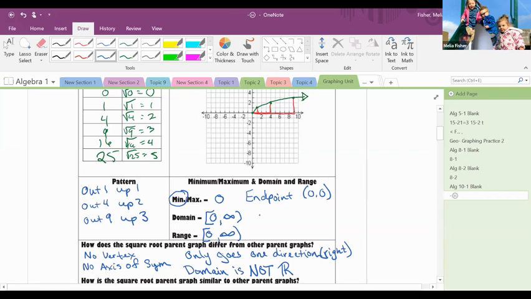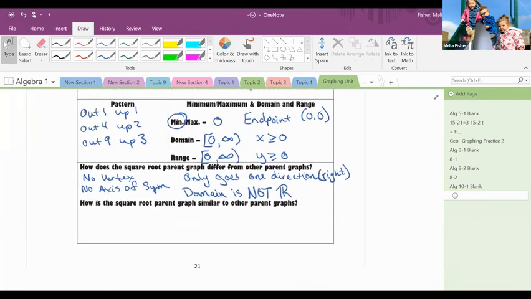For our domain, we could have also said that x is greater than or equal to 0, or y, and the range could be y is greater than or equal to 0. Those are two different options. And depending, if it asks for interval notation, you do it the first way. Otherwise, you can do it the second way as an inequality. All right.